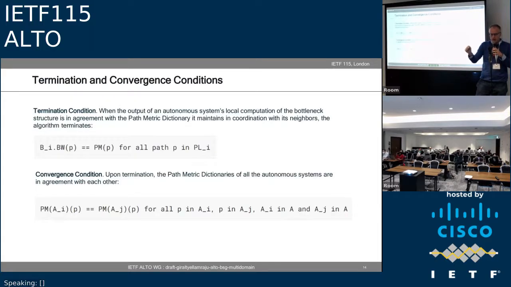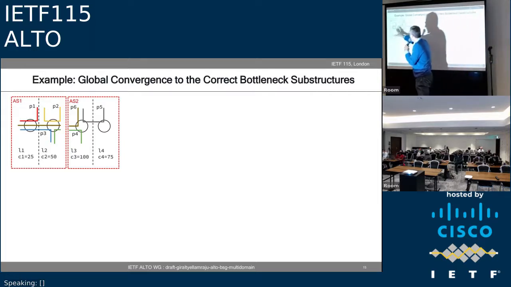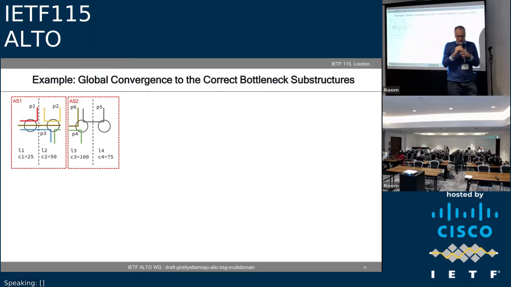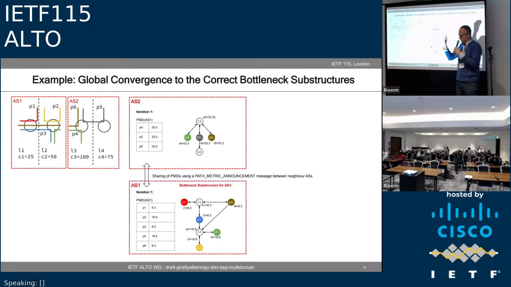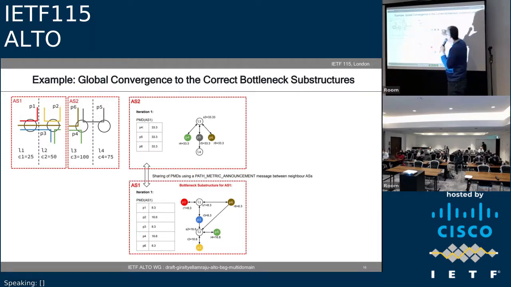Yeah, next. And just at the very high level, how does this work? So again, we have a network that actually has two ASs. So we go next. And again, we don't have to understand anything. It's just the intuition. So AS2 is trying to find the bottleneck structure. At iteration 1, it believes that this is the state of the network, the bottleneck structure. This is incorrect. AS1 does the same.